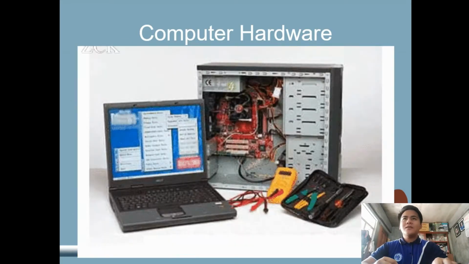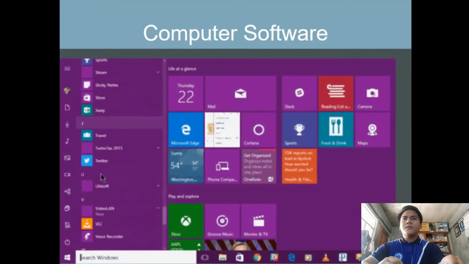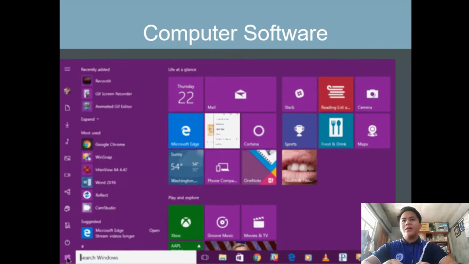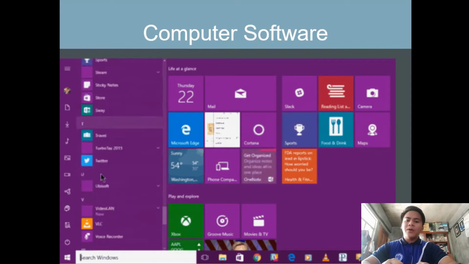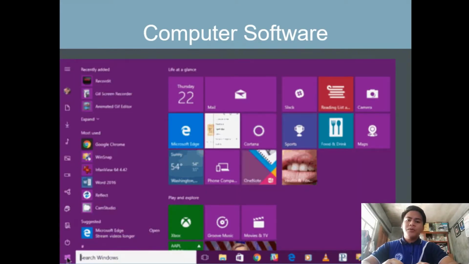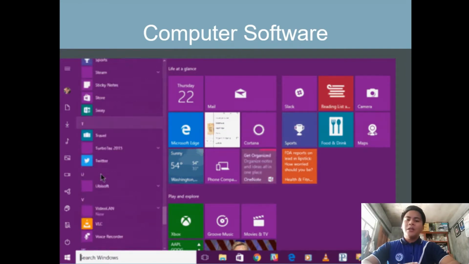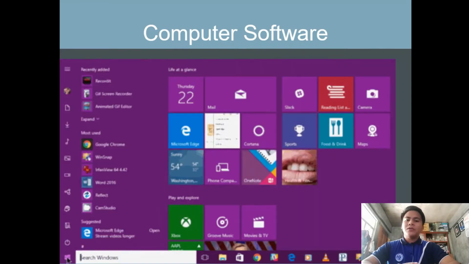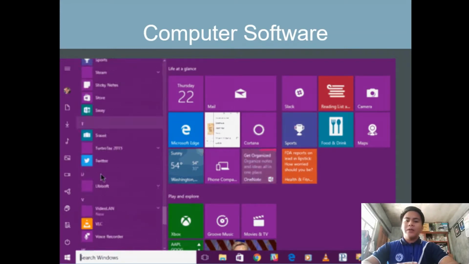Now, for the lessons for this week, for the week number 5, we are going to talk about computer software naman. So for the computer software, these are the different applications or system that is installed in our computer. So kung si computer hardware is yan yung mga bagay or yan yung mga parts ng computer na pwede nating hawakan, si computer software naman, ito yung mga parts ng computer na hindi po natin pwedeng hawakan.